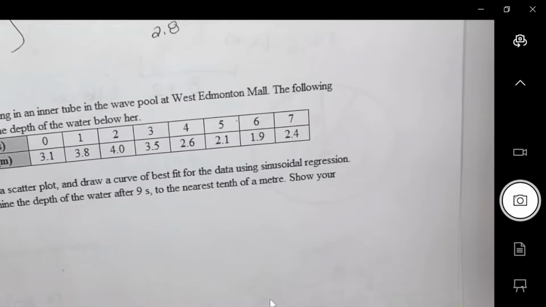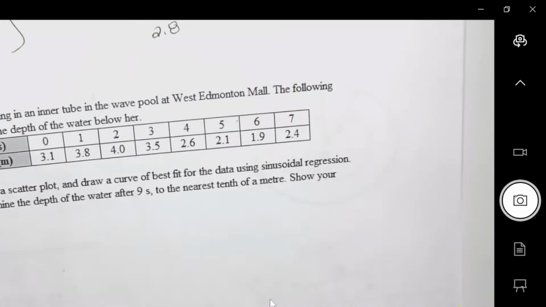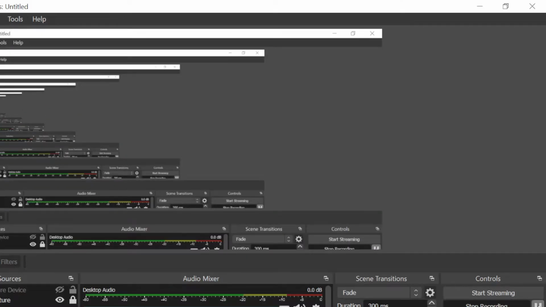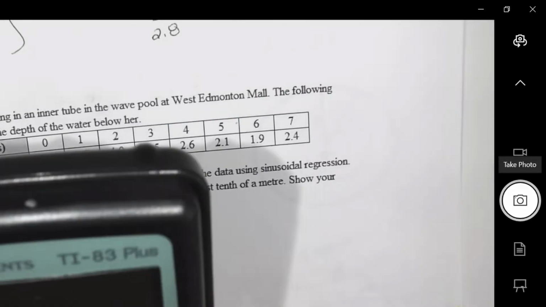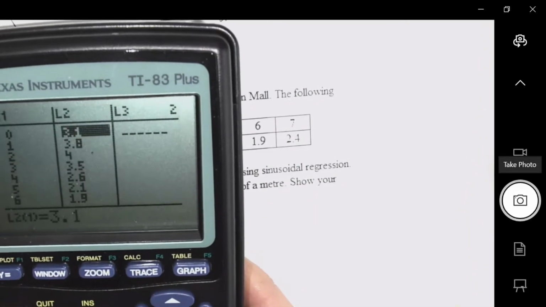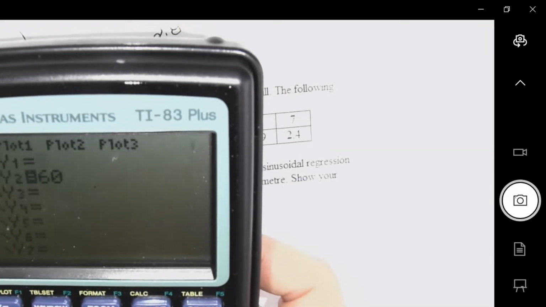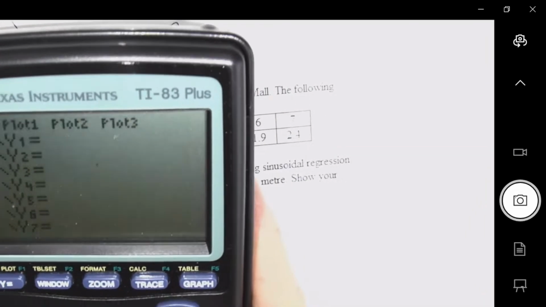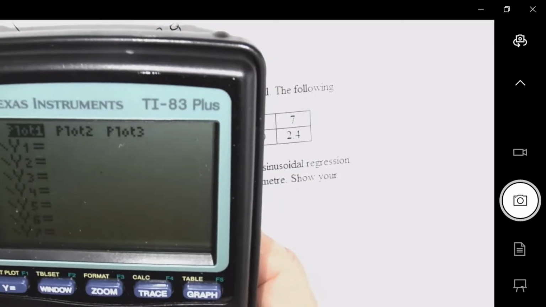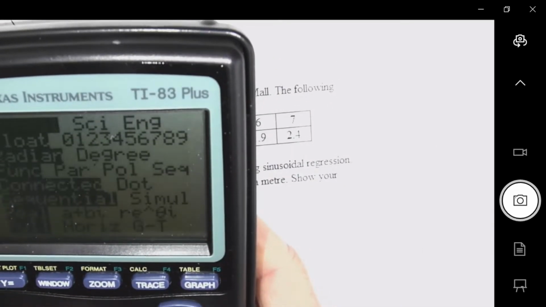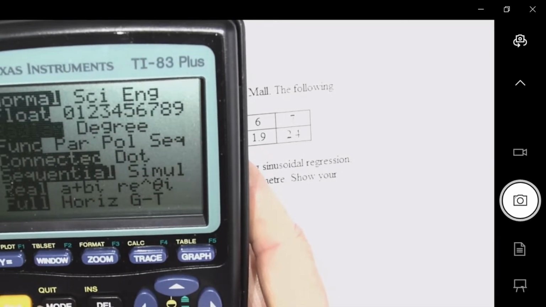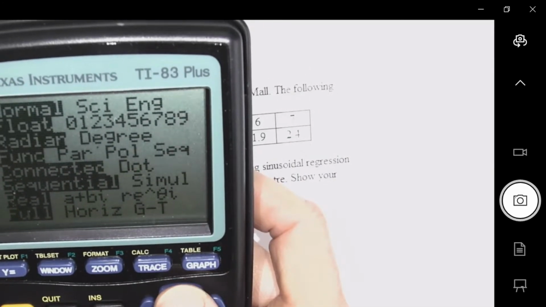Rena's sitting on an inner tube, and this is her depth of the water below her. So we're going to go into our stat edit and enter all that stuff in there. Go ahead, you know how to do all those steps. Okay, so I have all my stuff in the stat edit. I'm going to go to y equals and clear anything in there. Activate the plot. I'm going to double check my mode. My calculator has to be in radians when I do all this work, okay?